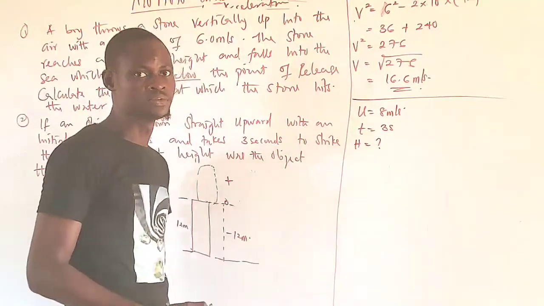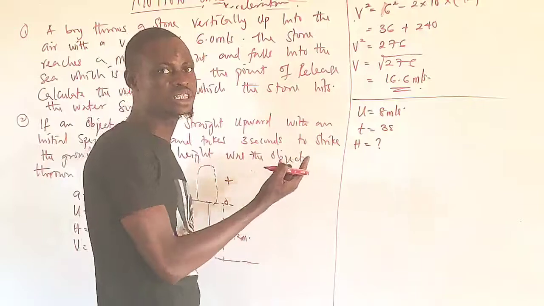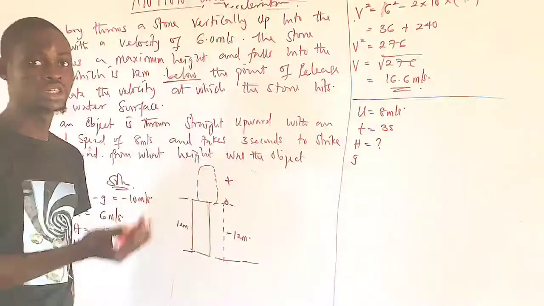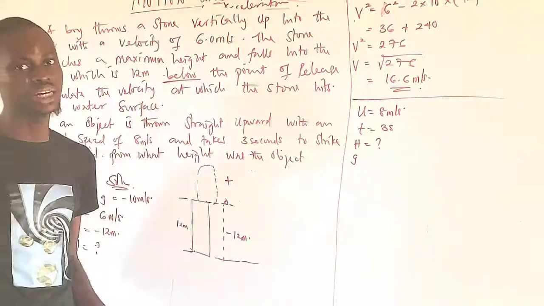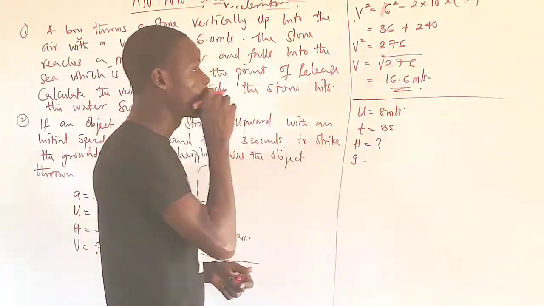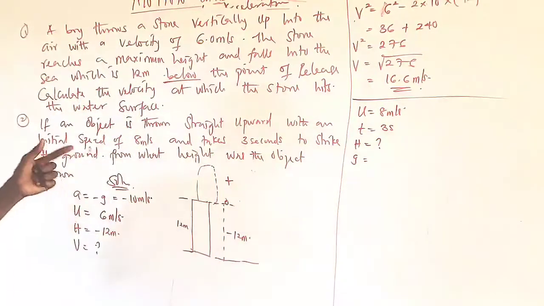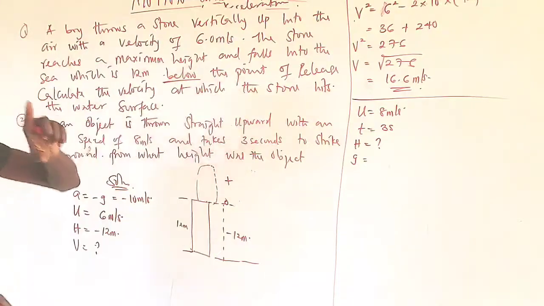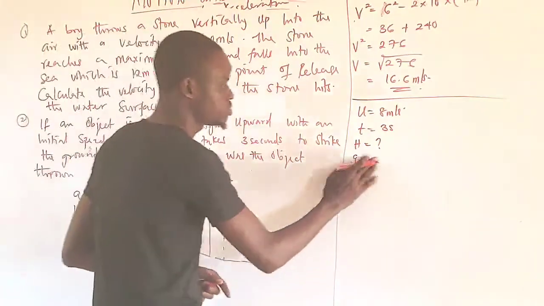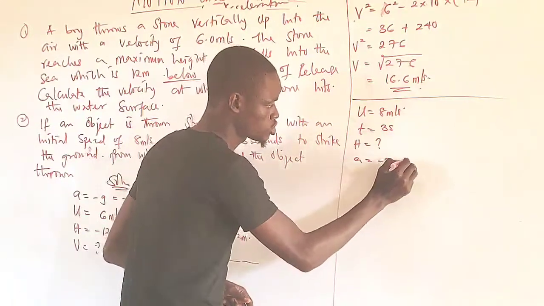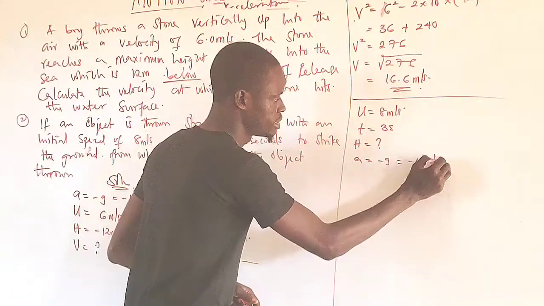This is very, very simple. What is the last quantity that is missing? The last quantity here is g, because we are referring to throw, and g is always the constant throughout that kind of motion. Since the object is thrown upward, my acceleration should be equal to minus g, which is equal to minus 10 meters per second squared.